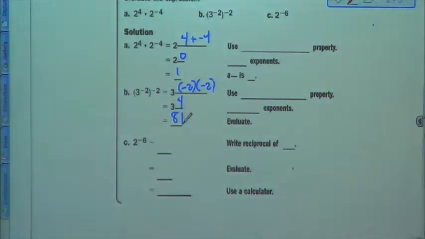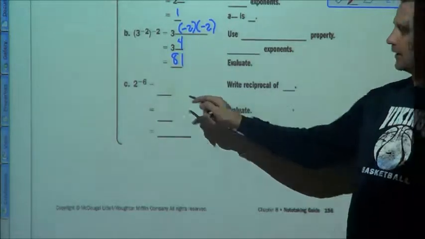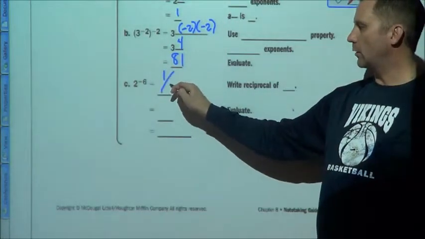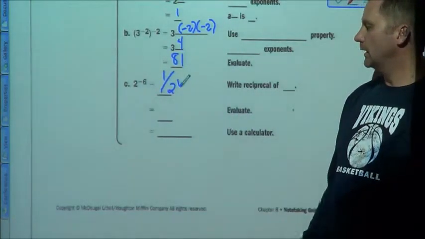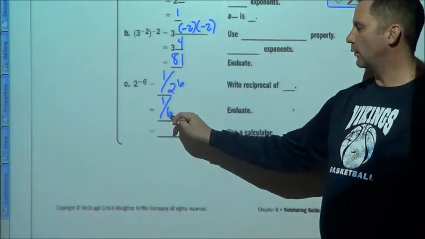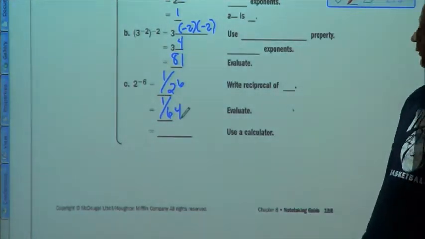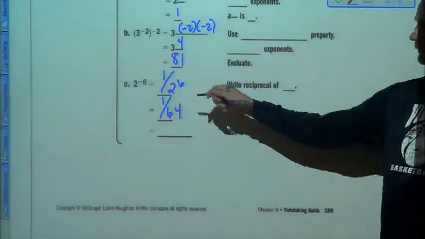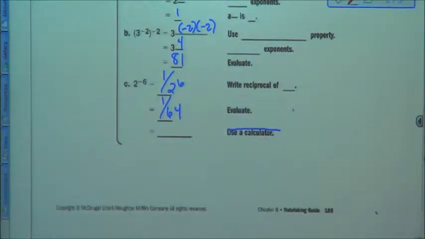And then C, we've got 2 to the negative 6. Well, that negative exponent means what? It's going to go to the bottom and be a positive exponent. And then 2 to the 6th is 64. It'll just be 1 over 64. We're not going to use a calculator. We're going to leave it as that.